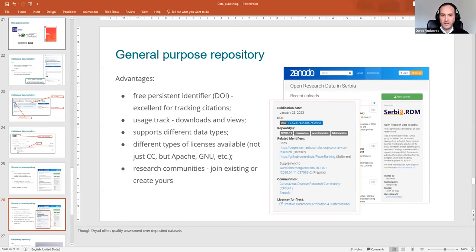They can also track their usage statistics, how many times their data sets were downloaded, and also support different data types, maybe something that they should need, and also they provide different types of licenses, which is very important, maybe if they have some software code, they can use Apache, MIT, GNU, or other licenses. And one of the most interesting things to consider is they can make or join existing research communities.